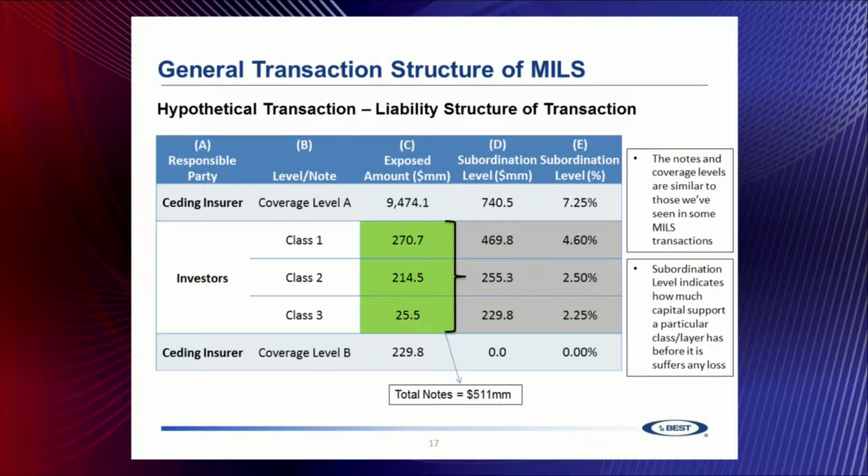This is the liability structure of the transaction. As you see here, Class 3 notes. The Class 3 note is not attached until the ceding insurer absorbs the first $230 million of losses. This means that the Class 3 subordination level is $230 million, which is about 2.25% of the risk in force.